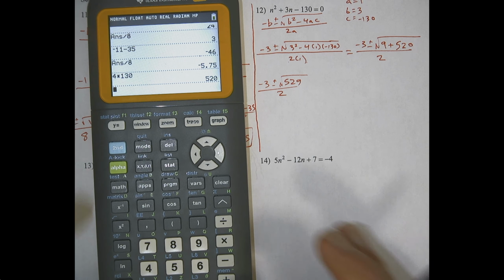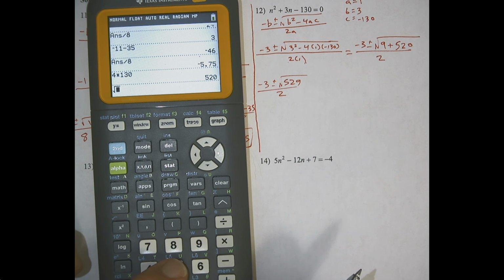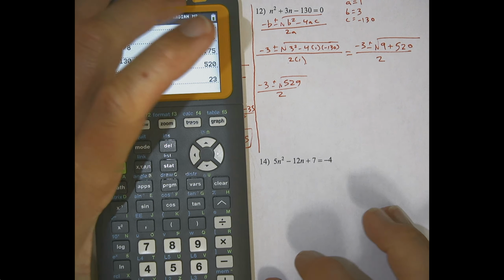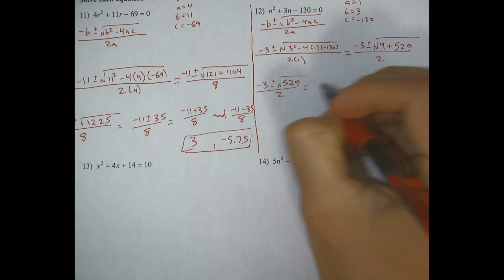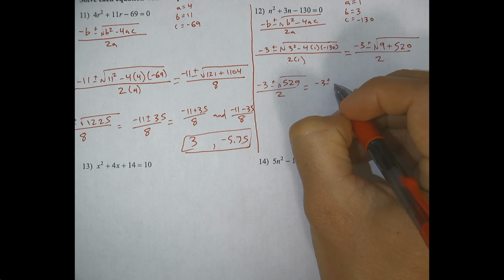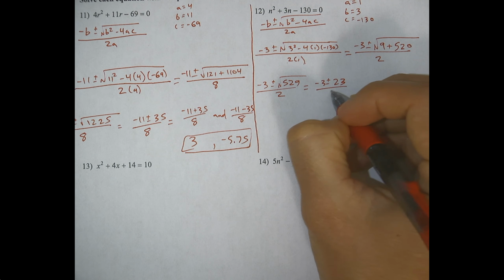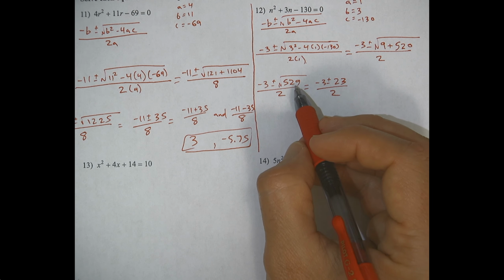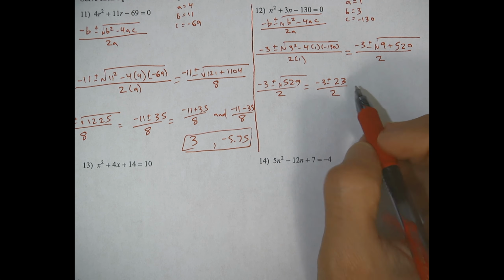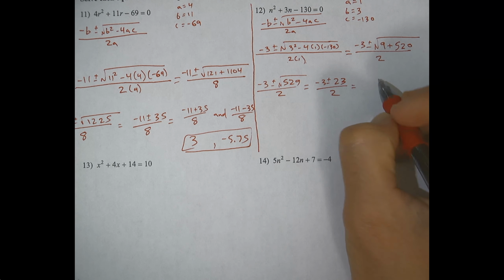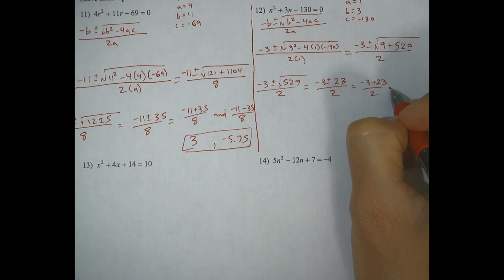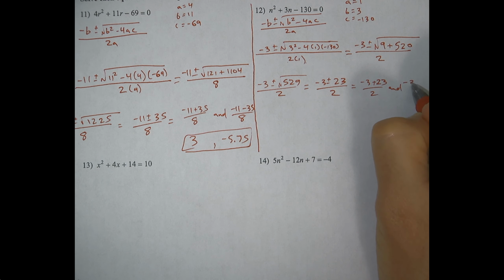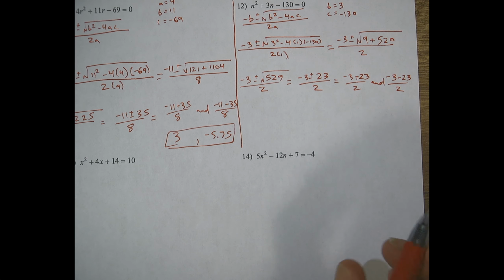So what is the square root of 529? 23. So we can rewrite this now: negative 3 plus or minus 23 over 2. The discriminant was positive, which means we're going to have two answers because we have to do a plus and a minus here. And so separately, I'm going to do negative 3 plus 23 divided by 2, and negative 3 minus 23 divided by 2. And those will give me my two answers.